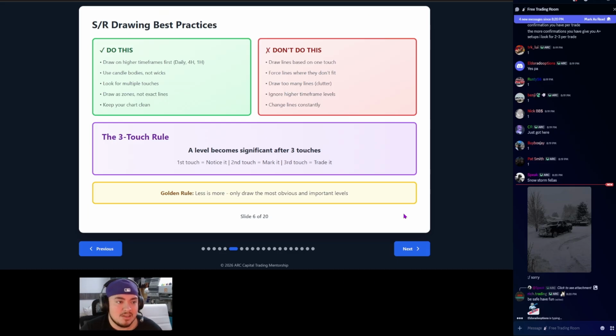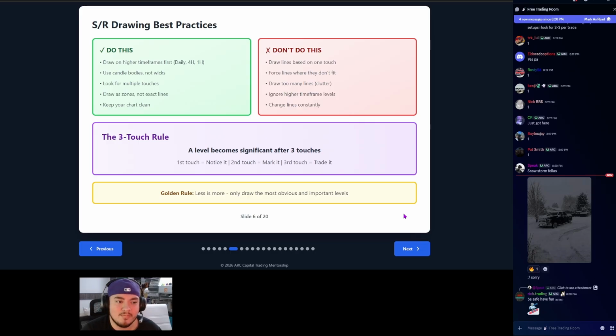So, what not to do? Draw lines based off of one touch. If you see a stock only touch one time, you cannot consider that a level of resistance. You need to have previous history backing up your claim. Don't force lines where they don't fit. The last thing you want to do is also just to put lines.